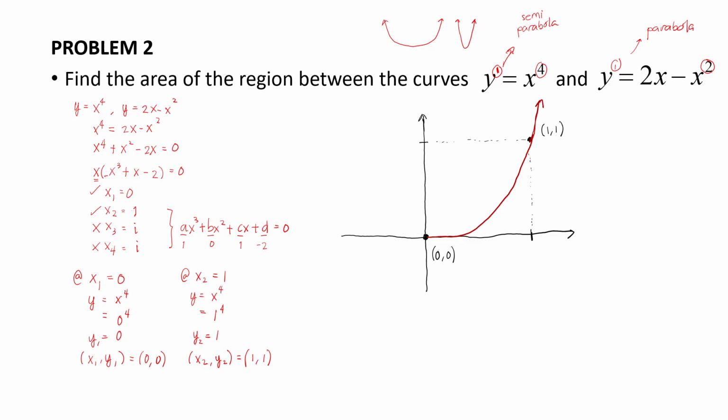And then the parabola is going downwards. So again, I know that it's going downwards because let me show you later. Okay, so first, the region bounded is this one.